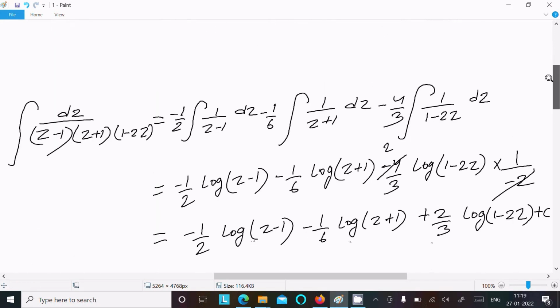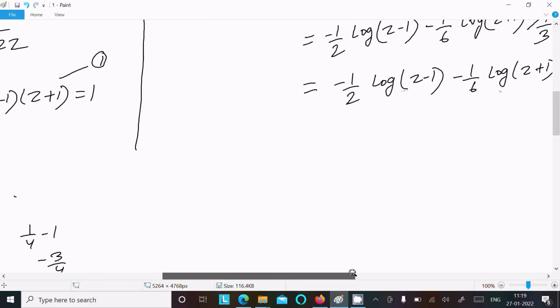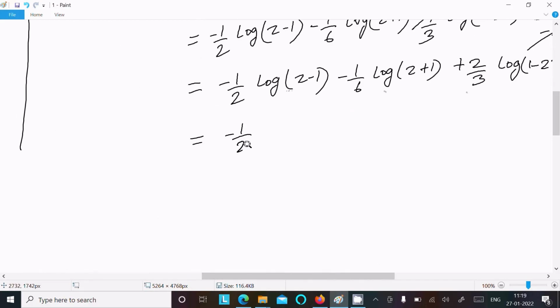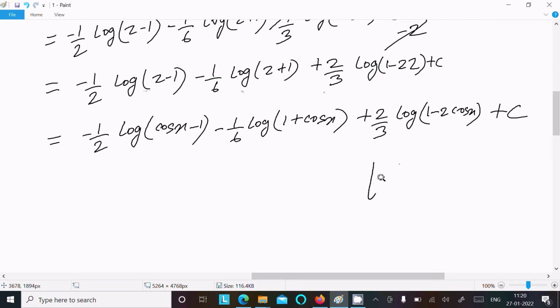Now z is equal to cos x, so we need to put the value of z. So this is now minus 1 by 2 log of cos x minus 1, minus 1 by 6 log of 1 plus cos x, plus 2 by 3 log of 1 minus 2 cos x, plus c. So this is the answer of this question: minus 1 by 2 log cos x minus 1, minus 1 by 6 log 1 plus cos x, and thereafter 2 by 3 log 1 minus 2 cos x.